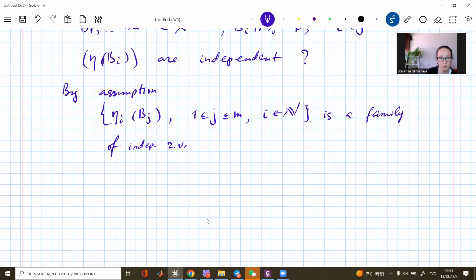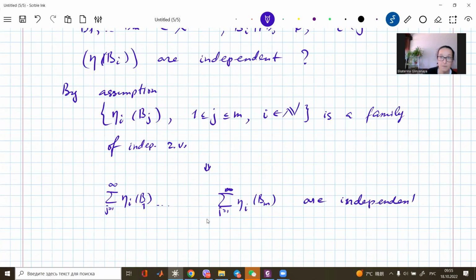Now if we form from this family of independent random variables such sums, sum over i of eta_i(Bj), for j from 1 to m, then we will have independent random variables again. This is just because we group independent random variables such that for each B1, B2, and Bm, they are independent. And if we group them in such a way, then they are independent again.